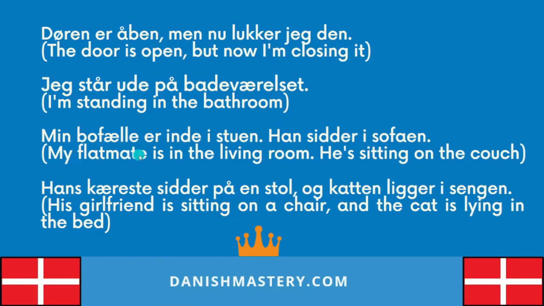Min bofælle er inde i stuen. My flatmate is in the living room. Han sidder i sofaen. He's sitting on the couch. Hans kæreste sidder på en stol. His girlfriend is sitting on a chair. But kæreste could also be boyfriend. And as many of you probably already know, kæreste is gender neutral, so that's kind of convenient. Og katten ligger i sengen. And the cat is lying in the bed. Okay, perfect.